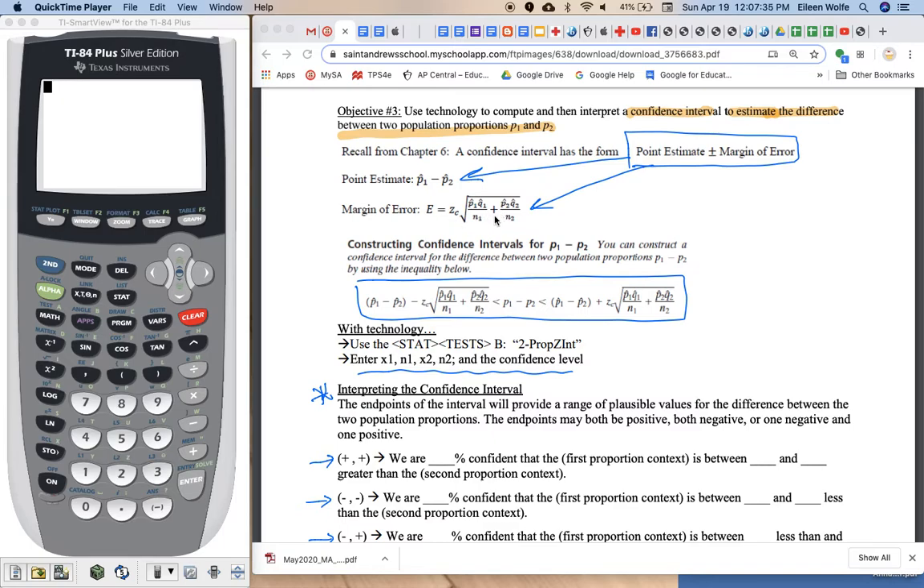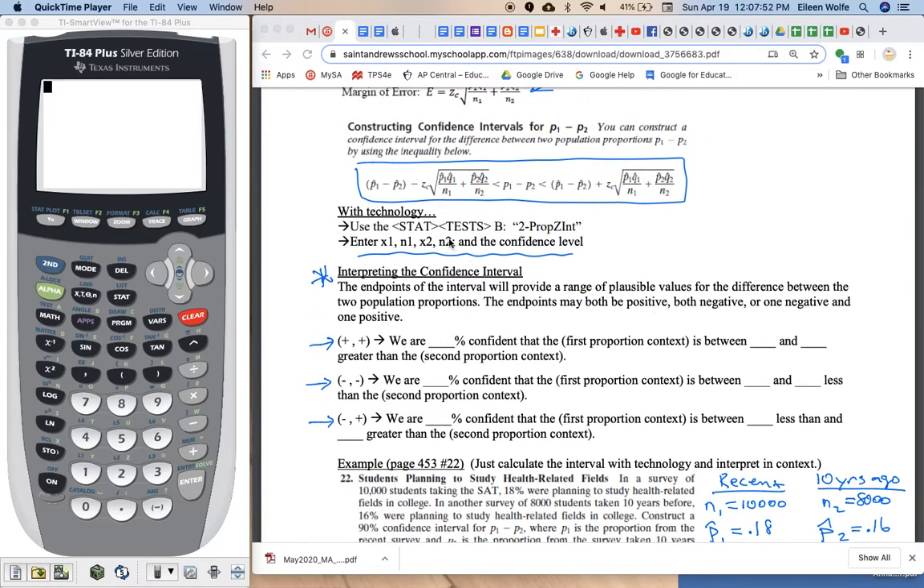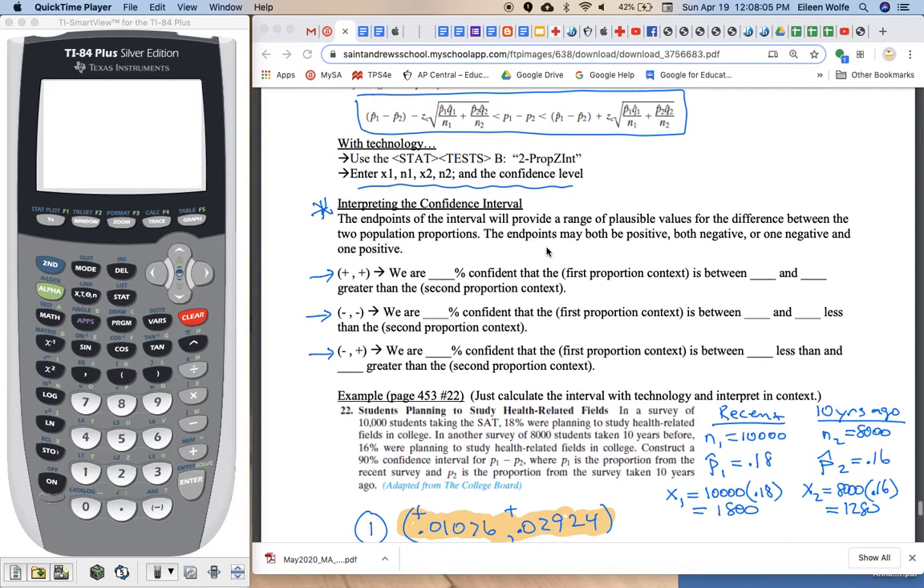Since this is somewhat tedious to calculate out by hand, I'm only doing a technology example here for you. So the calculator is going to provide me the left endpoint with the point estimate minus the margin of error, and the calculator is going to give me the point estimate plus the margin of error. And where is it going to do that? In the stat test menu, way down at option B, it's called the 2prop zint. Similarly to the z-test, I have 4 quantities to input as well as a confidence level.